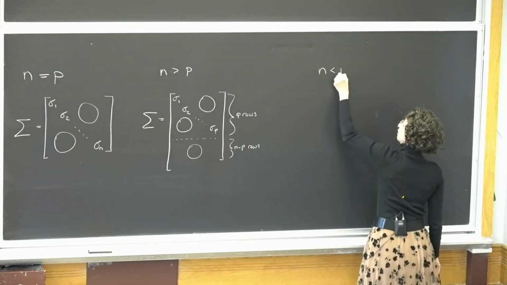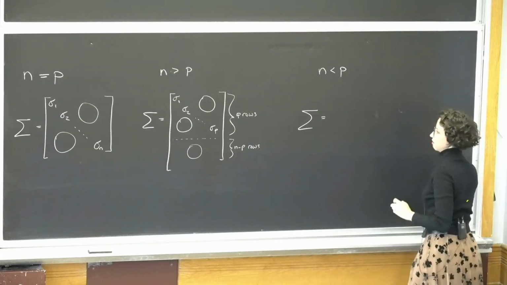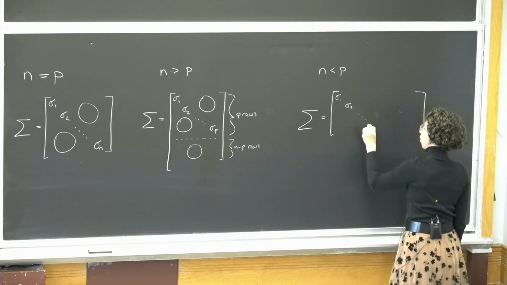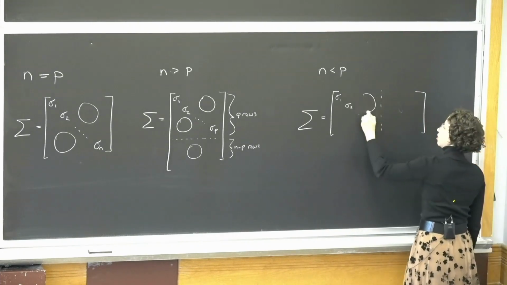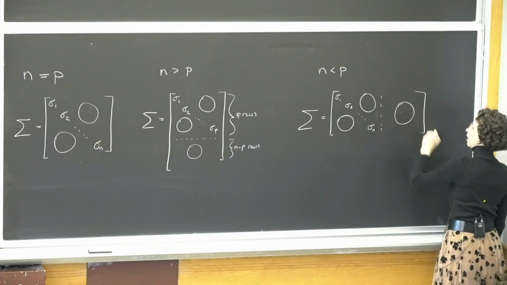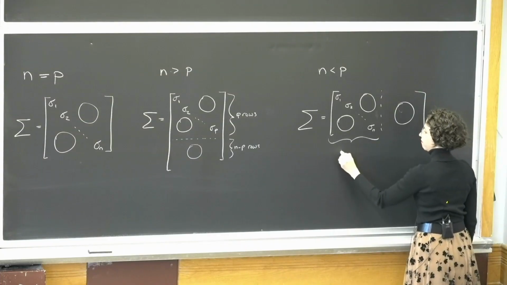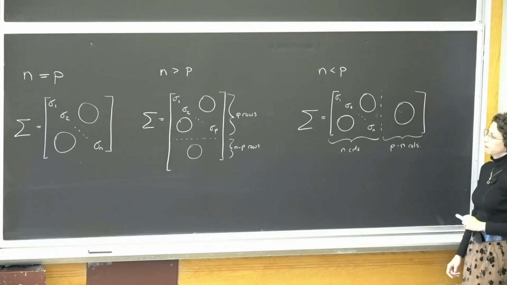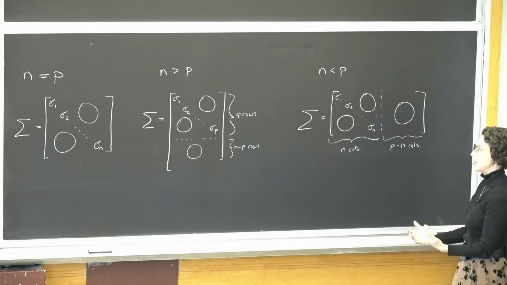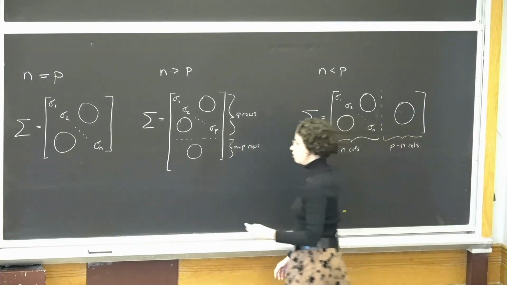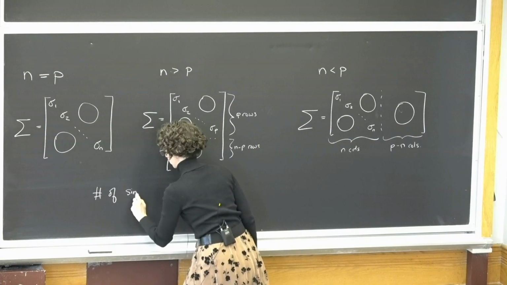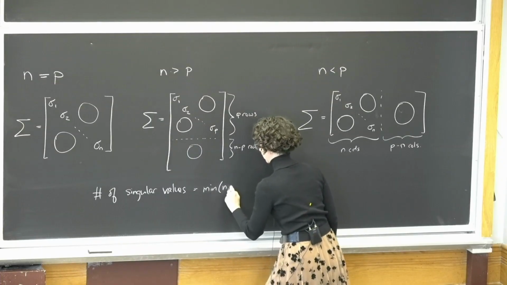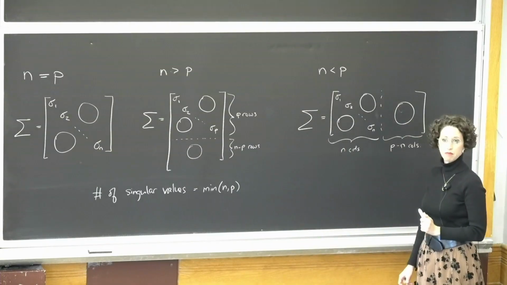And then similarly, if n is less than p, then X is a short and fat matrix. So we would have something like this, with sigma 1, sigma 2, all the way down to sigma n, and then everything off the diagonal is 0. These last columns are also equal to 0. So here I'm going to have n columns, and here I'm going to have p minus n additional columns. So when we talk about a diagonal matrix sigma containing the singular values, this is what we mean. In general, the number of singular values is equal to the minimum of n and p. So far, so good?